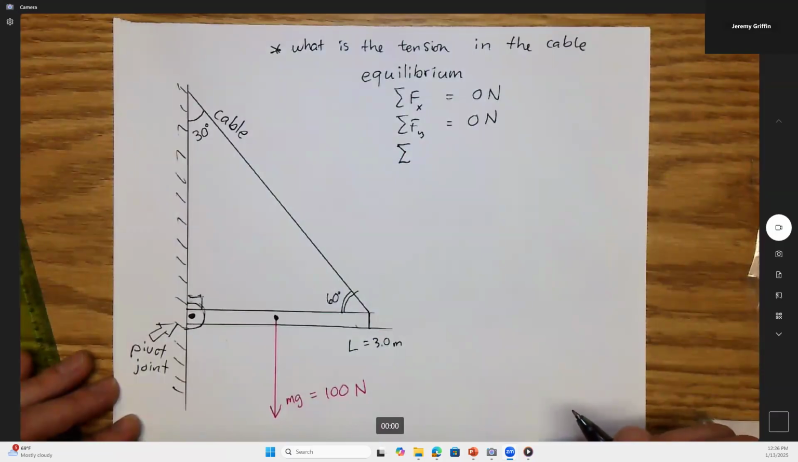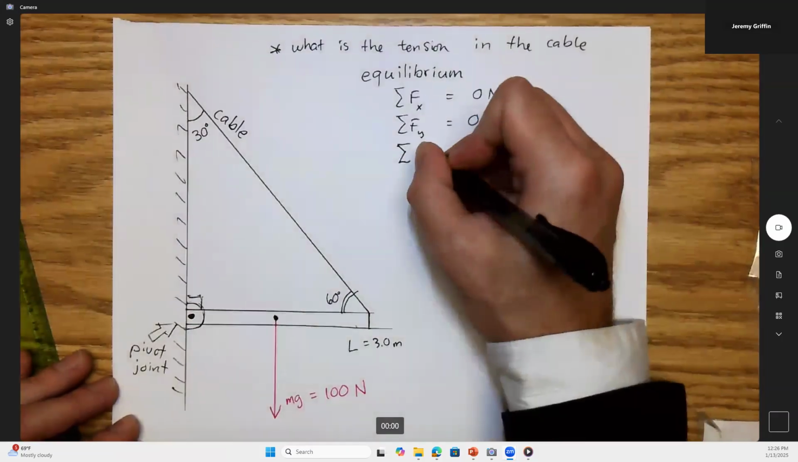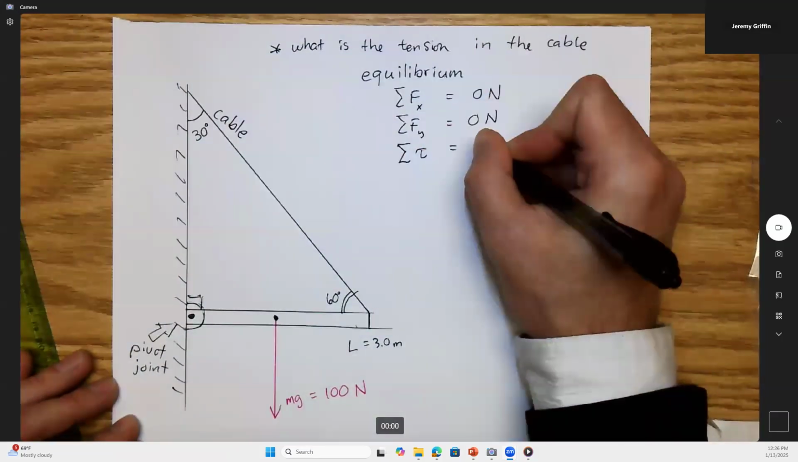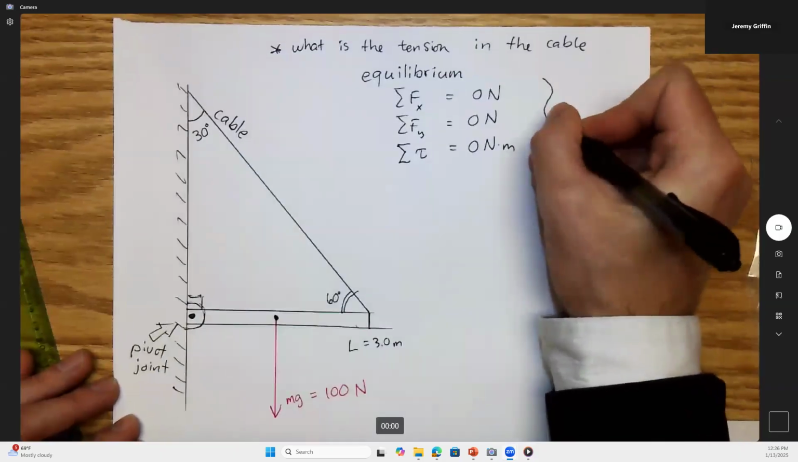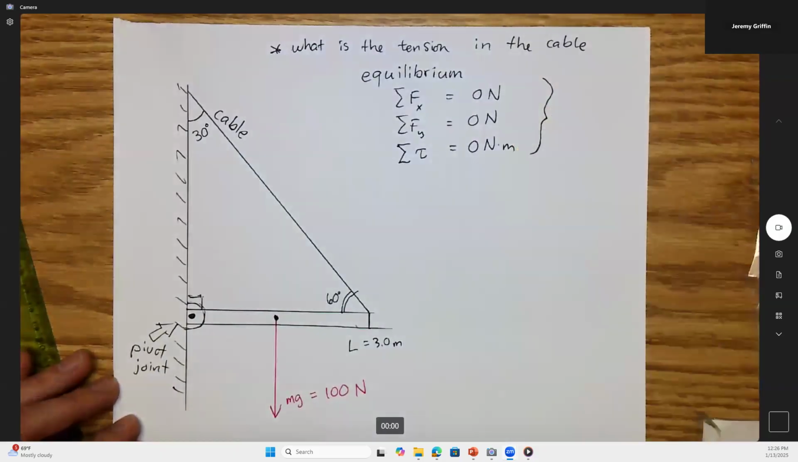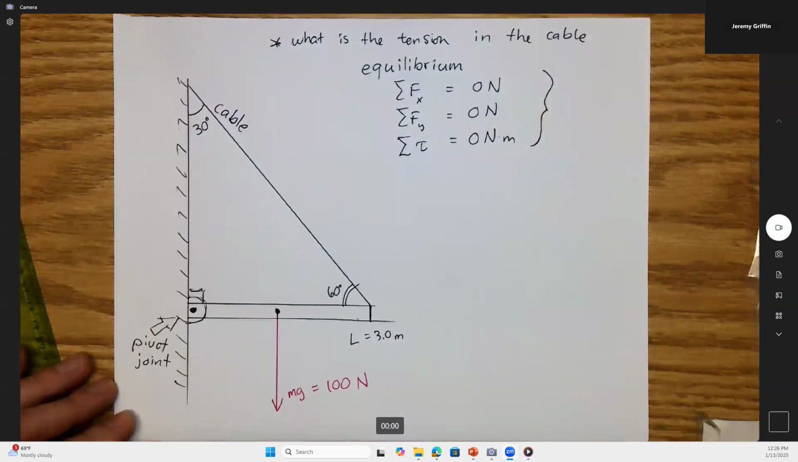What were you doing back on Thursday and Friday? Torque. Aha. Torque goes to 0. And that would be Newton meters, right? So here's your conditions for equilibrium right here. As long as it got all those going on, this would all be true, right?